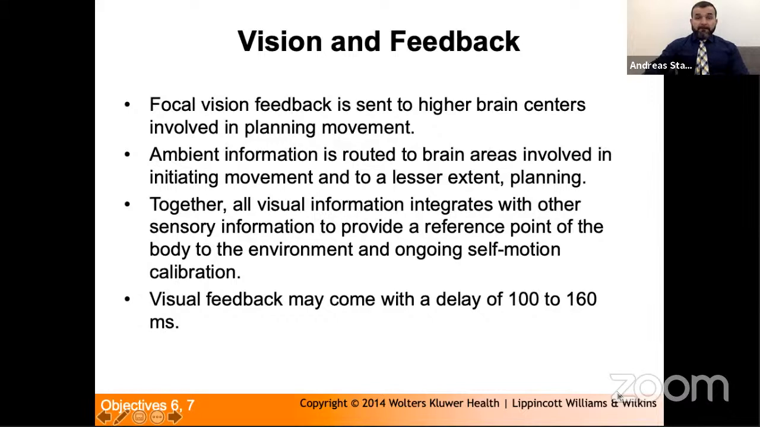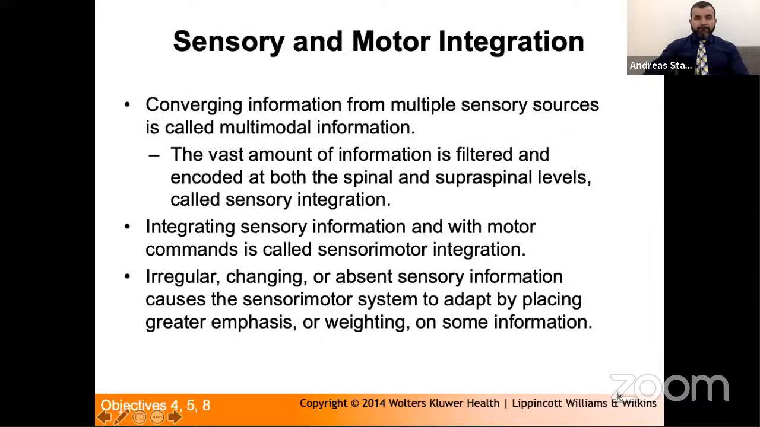Focal vision feedback is sent to higher brain centers. Ambient information is read to brain areas involved in initiating movement, and to a lesser extent, delay 100 to 160 milliseconds. Okay, the last dot here is important.